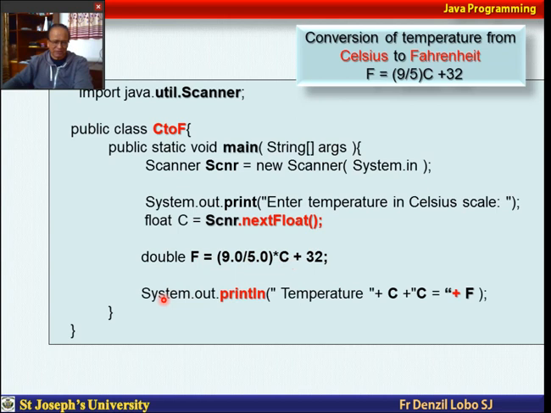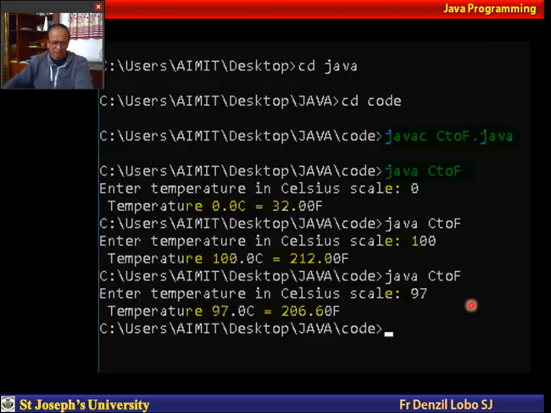Now displaying, as we have done earlier, println: the temperature, the value C will come here, and then for example 100 degrees centigrade is equal to so many Fahrenheit, so F will appear. So let us see here. For example, I am entering 0, it gives me 32 Fahrenheit, and here I enter 100, 212.00 Fahrenheit. So this way we have converted temperature from the centigrade scale to the Fahrenheit scale, Celsius to Fahrenheit.